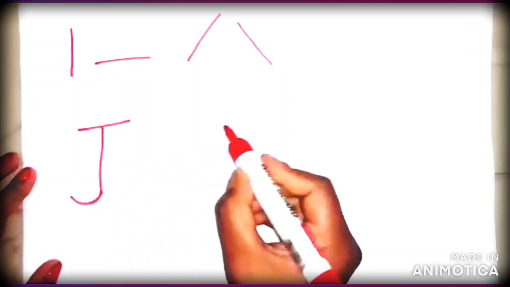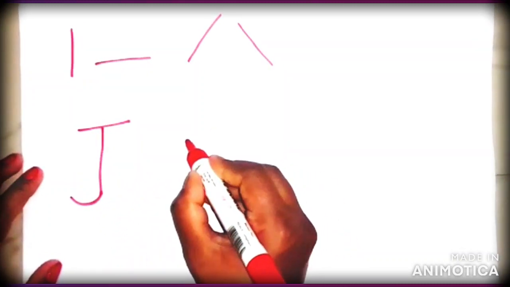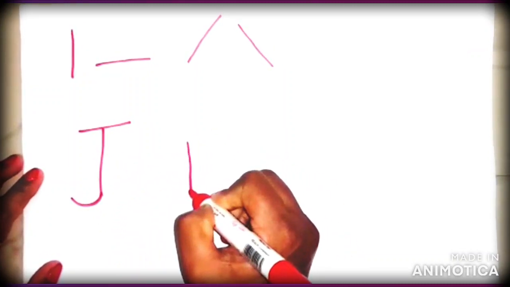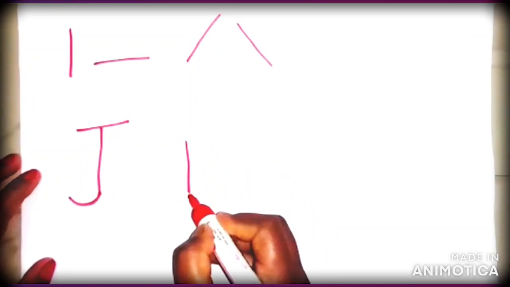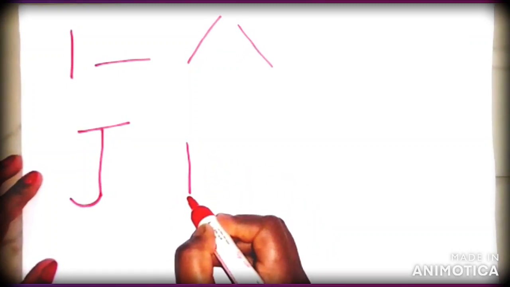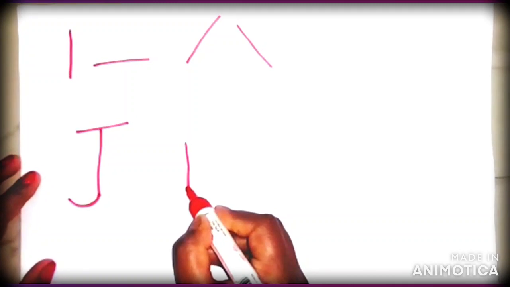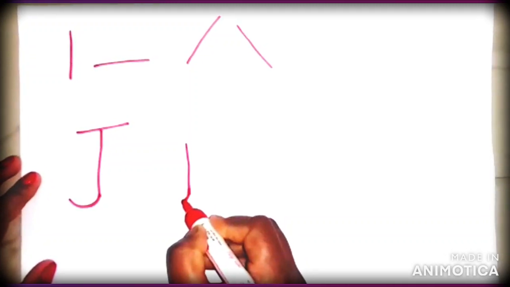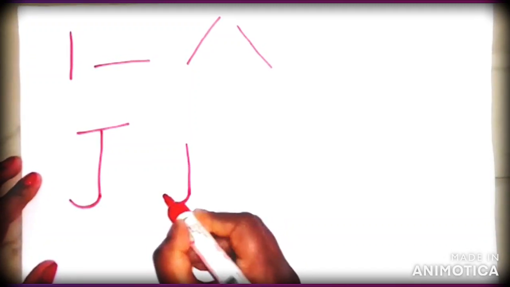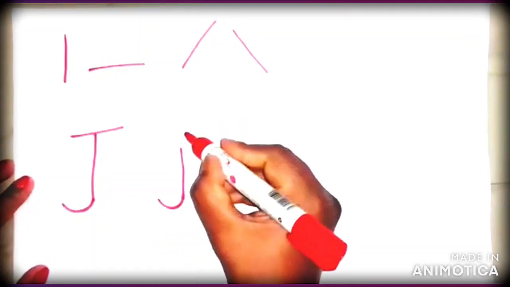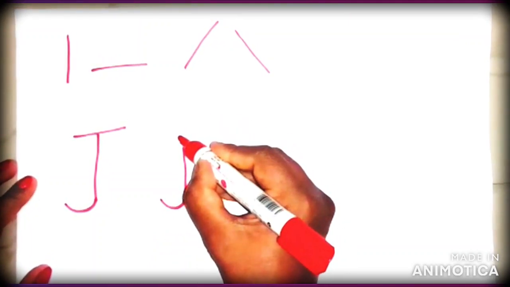And how to write small j? First we draw a standing line, and from here, the bottom of the standing line, we draw leftward a curve like this. And it is small.